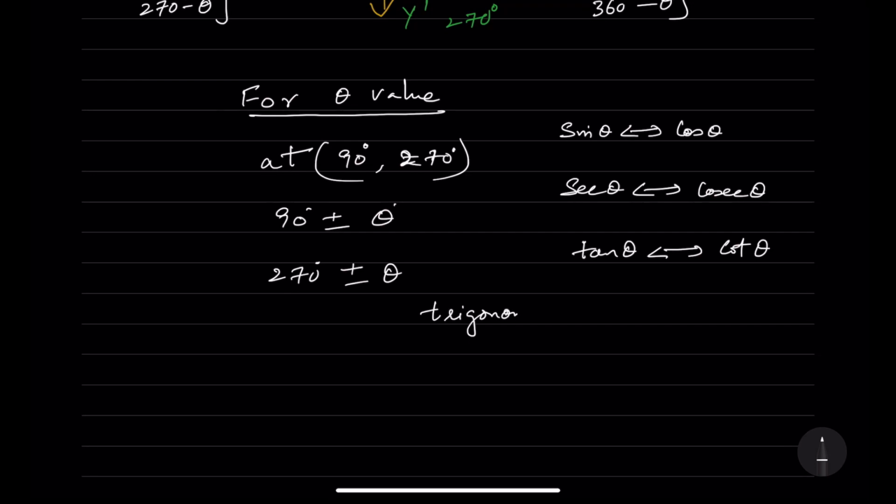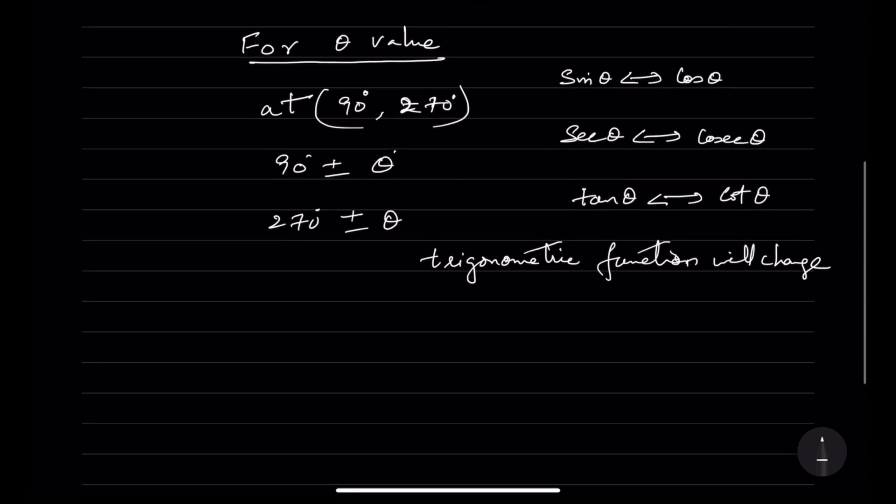So here you have to consider 90 and 270, whether it is plus or minus, it will happen in this way. That is, sin will become cos, tan will become cot, secant will become cosecant, and also cos will become sin, cosecant will become secant, cot will become tan.